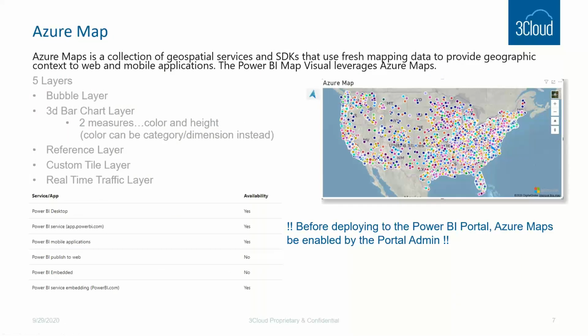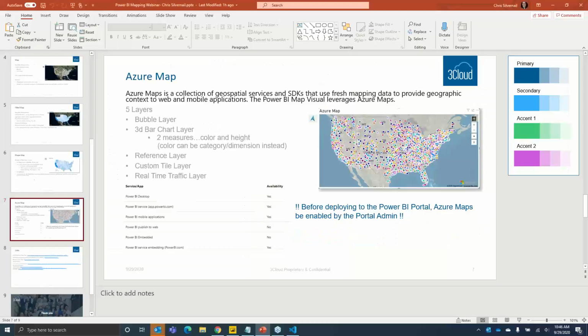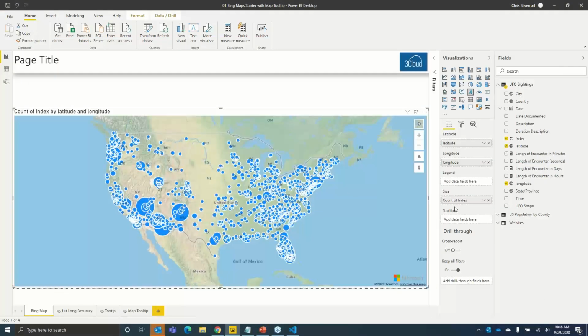What this map really brings to the table is this idea of layers, and that's a concept that's pretty common in the mapping world. Right now, out of the box, the Azure Map supports 5 types of layers. There's a bubble layer, which is what we're looking at. There's the 3D bar chart layer. There's a reference layer, a custom layer, and a real-time traffic layer. So I'm going to walk through and show you what each one of those is and what it's for.